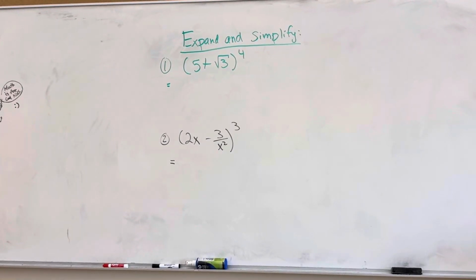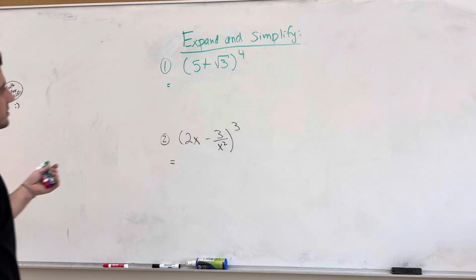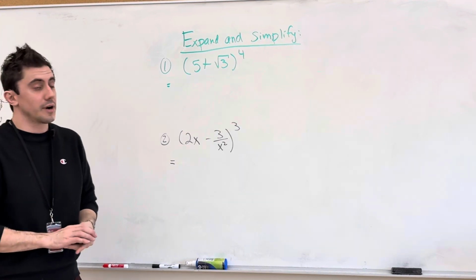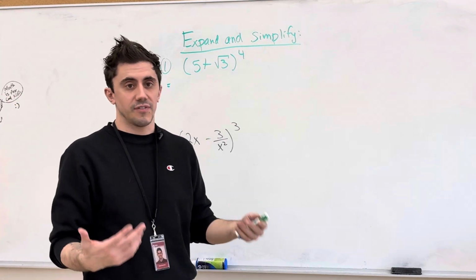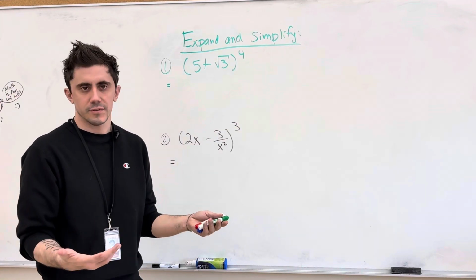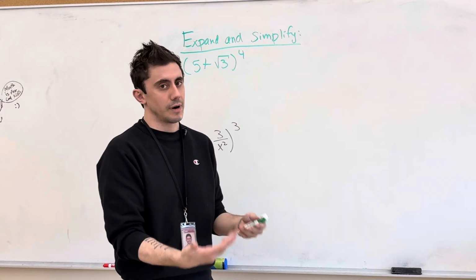Hey everyone, today we're going to do two examples of using the binomial theorem to expand kind of tricky binomials. So for the first one, we have 5 plus root 3 all to the power 4, and we want to write it as a final answer where we have an exact value in terms of radicals, not as a decimal, because those are irrational, and so we would be rounding, right?